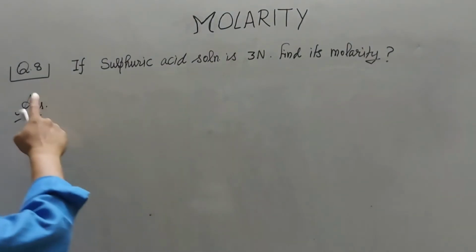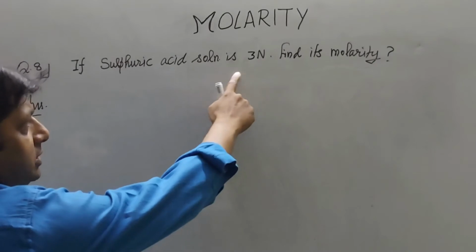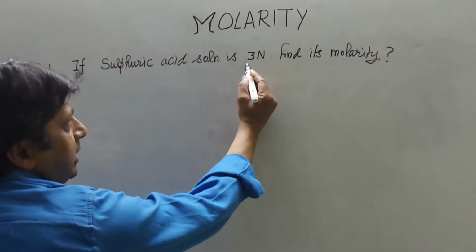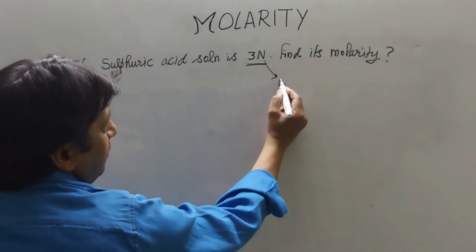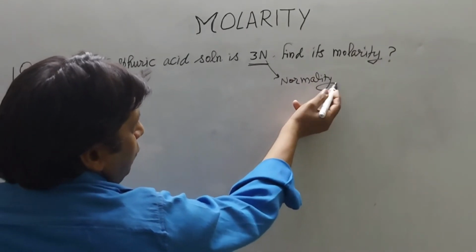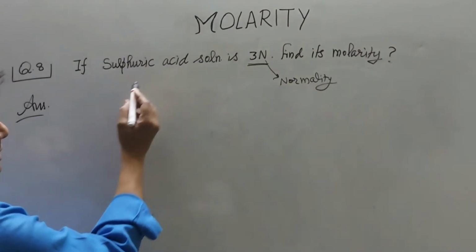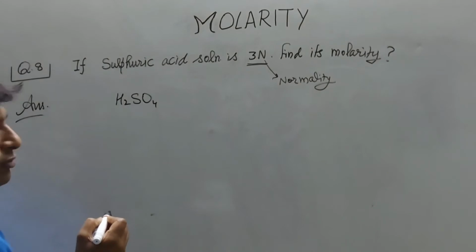On molarity, this is the 8th question. If sulfuric acid solution is 3N, find its molarity. What is this 3N? Actually this is 3 normal, N for normality. What is this normality? Let us see. First of all, we will write the formula of sulfuric acid. H2SO4 is the formula of sulfuric acid.